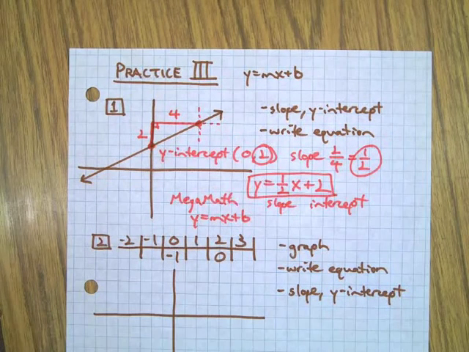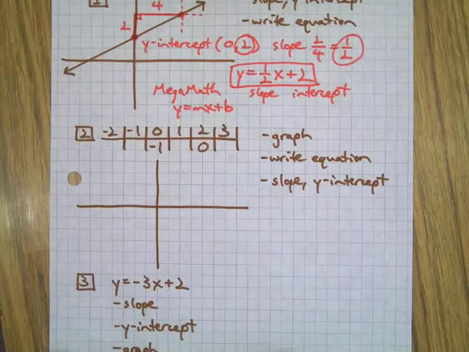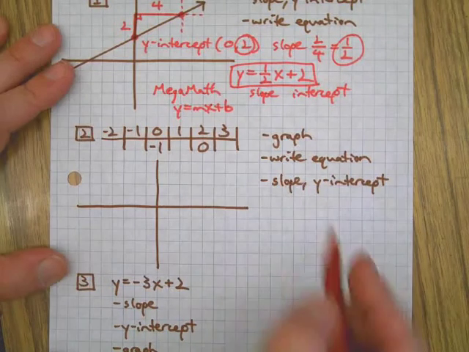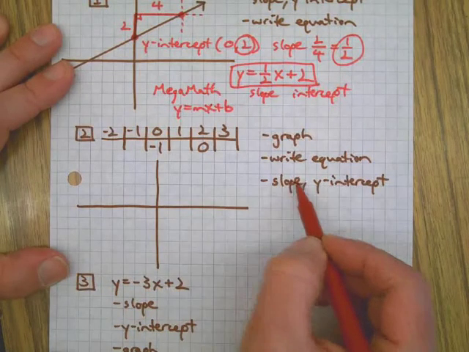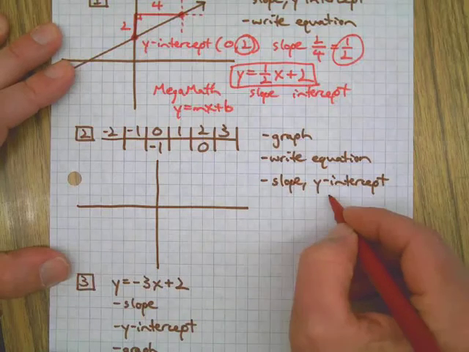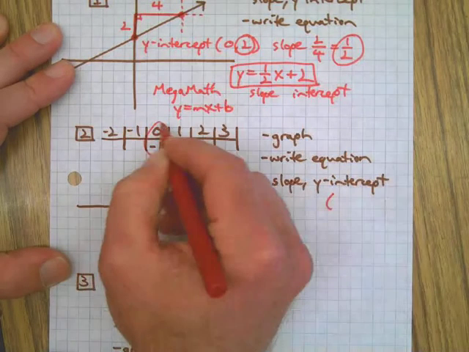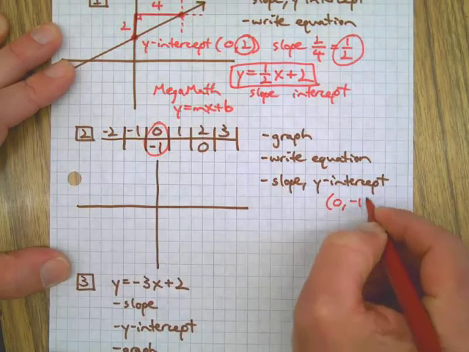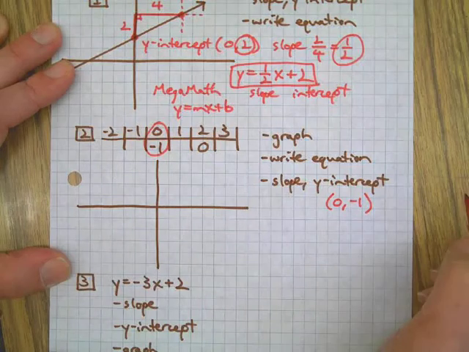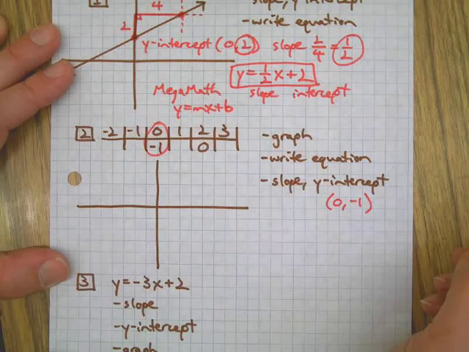Problem two. Graph it, write the equation, find the slope and the y-intercept. Hey, the y-intercept is right here. Let's see, what should I do next? How about the slope?